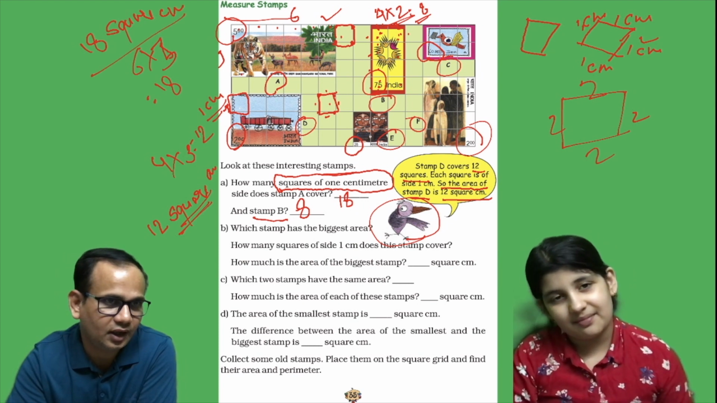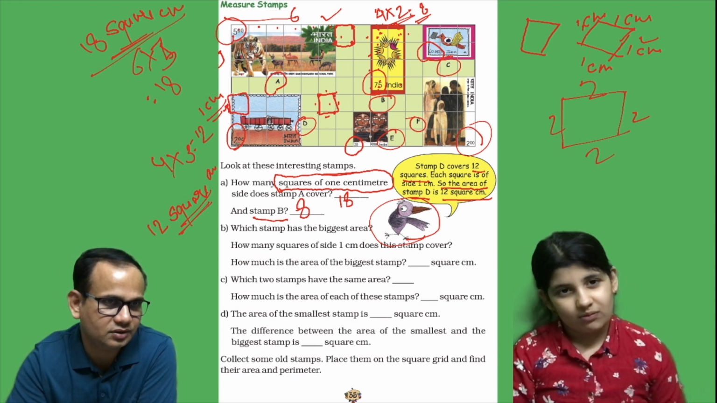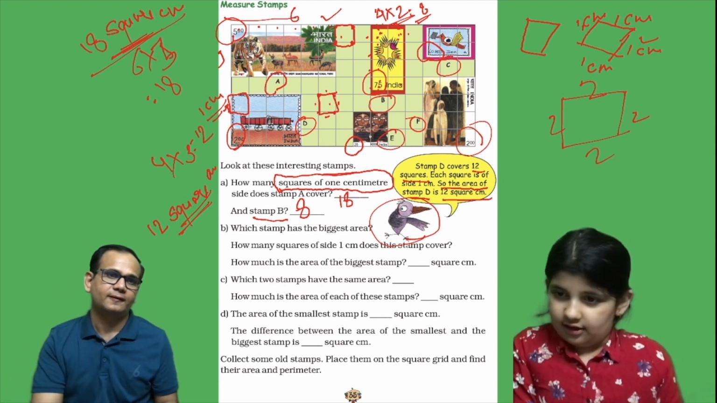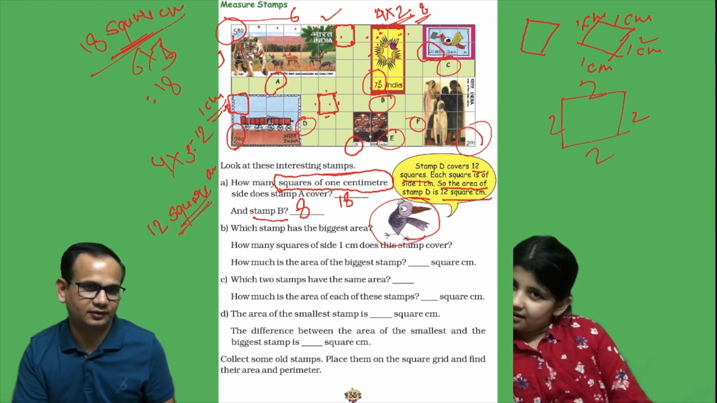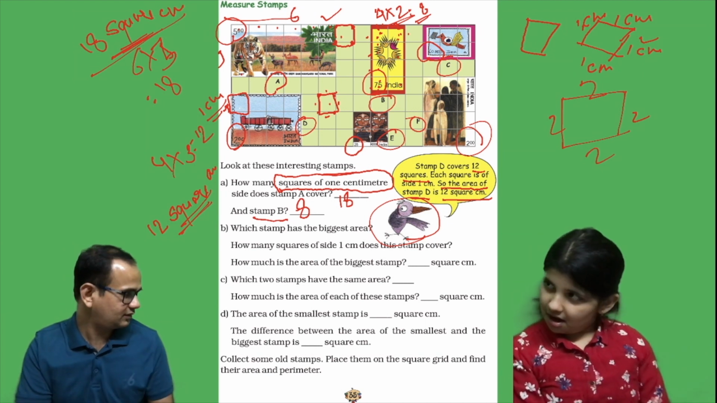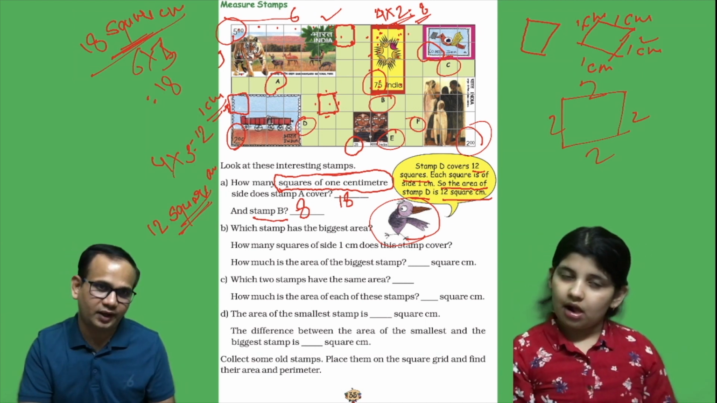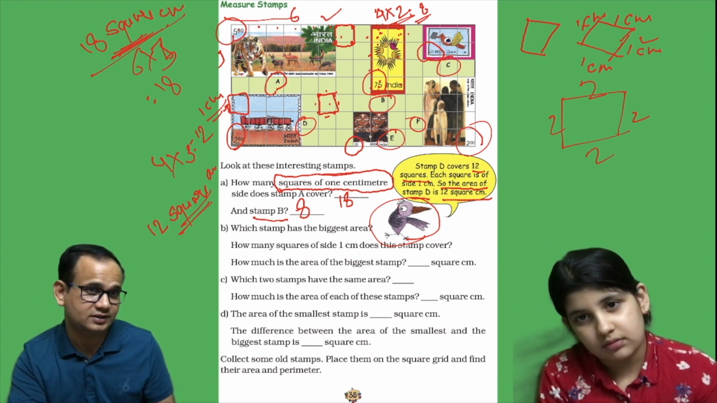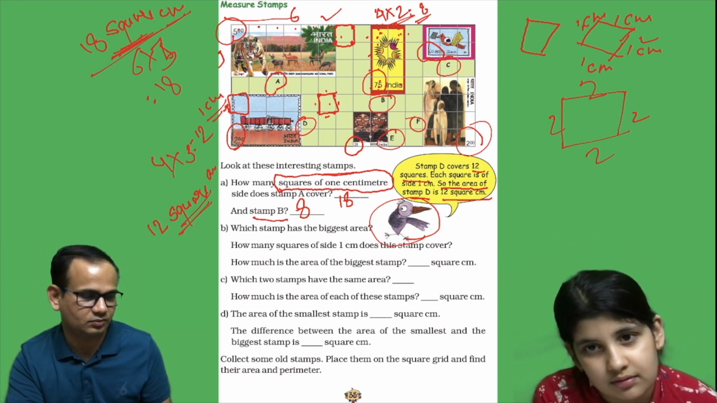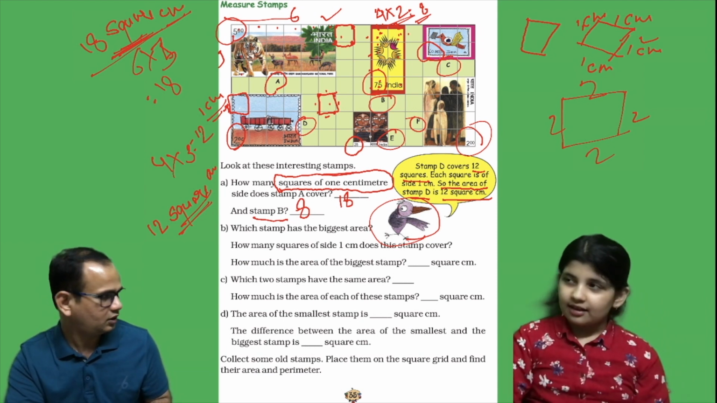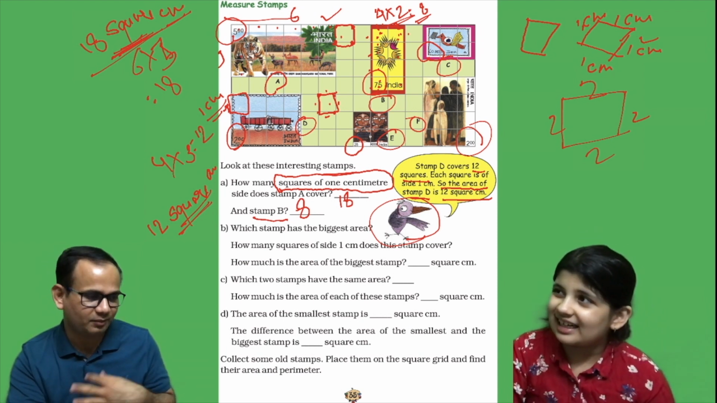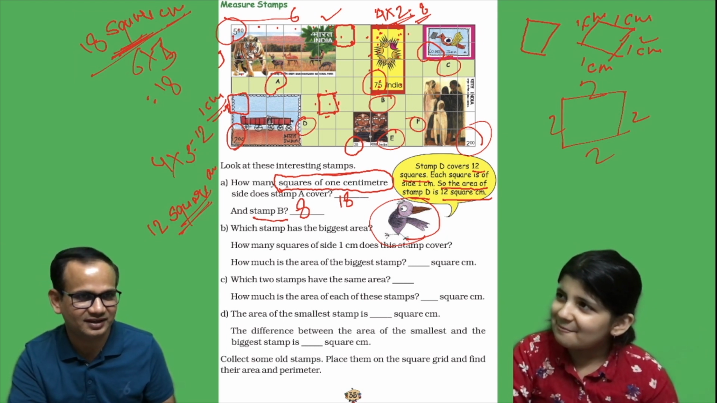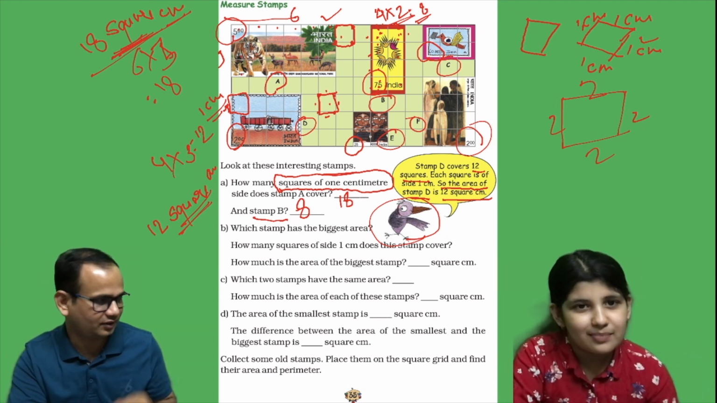So see, area we generally measure in square centimeter, right? Not degree, because degree is the unit of angle. Area is always in square units. If the dimension is in centimeter, we say square centimeter. If the dimension is in meter, we say square meter. Area is always measured in square only.